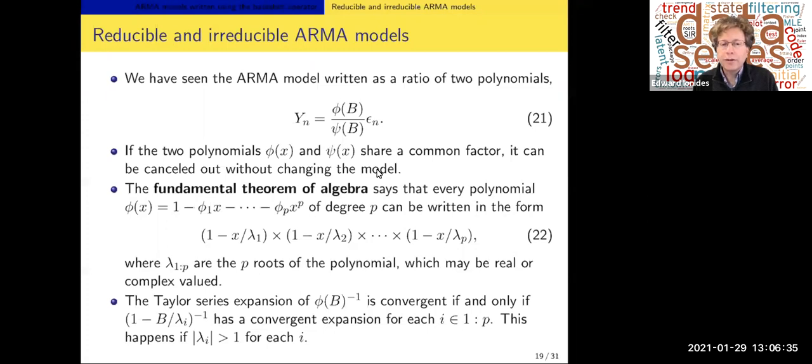And the reason that's true is the fundamental theorem of algebra, which says that a polynomial is determined by its roots. You can write it as essentially a product in terms of its roots. And then the factors cancel if and only if the roots are the same. And so let's think about what happens in practice if the roots are the same.